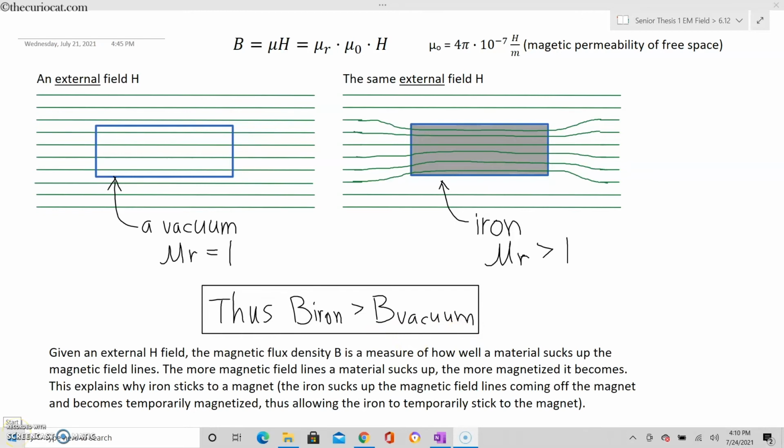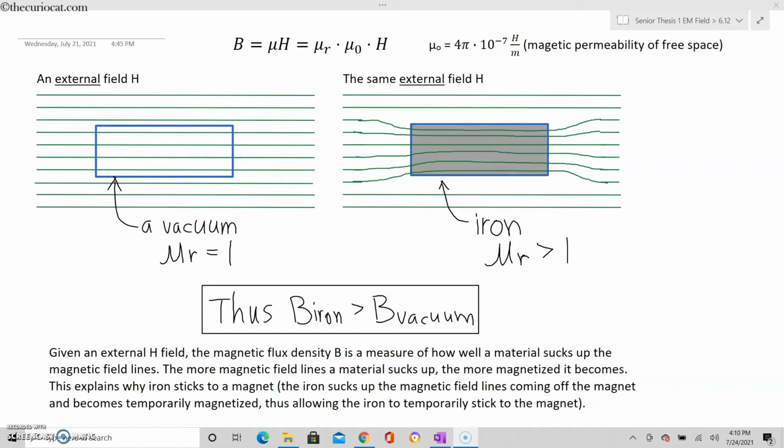So you see, given an external H field, the magnetic flux density B is a measure of how well a material sucks up the magnetic field lines. The more magnetic field lines a material sucks up, the more magnetized it becomes. This explains why iron sticks to a magnet.